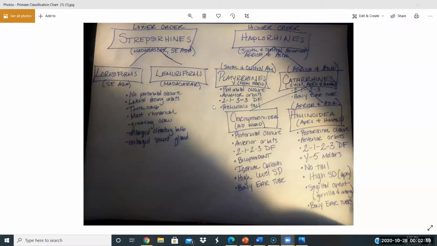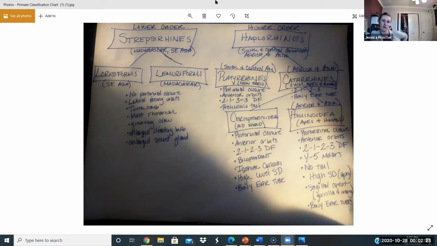Yeah. Okay, so essentially when we're thinking about order Primates, you have two divisions that go underneath Primates. You have two suborders essentially. So we have the Strepsirrhines, which are also called lower order, and then you've got the Haplorhines. And underneath the Strepsirrhines, and I actually don't require that you understand this deep of classification, you do have the Lorisiforms, the lorises, and you've got the Lemuriforms, which are the lemurs.